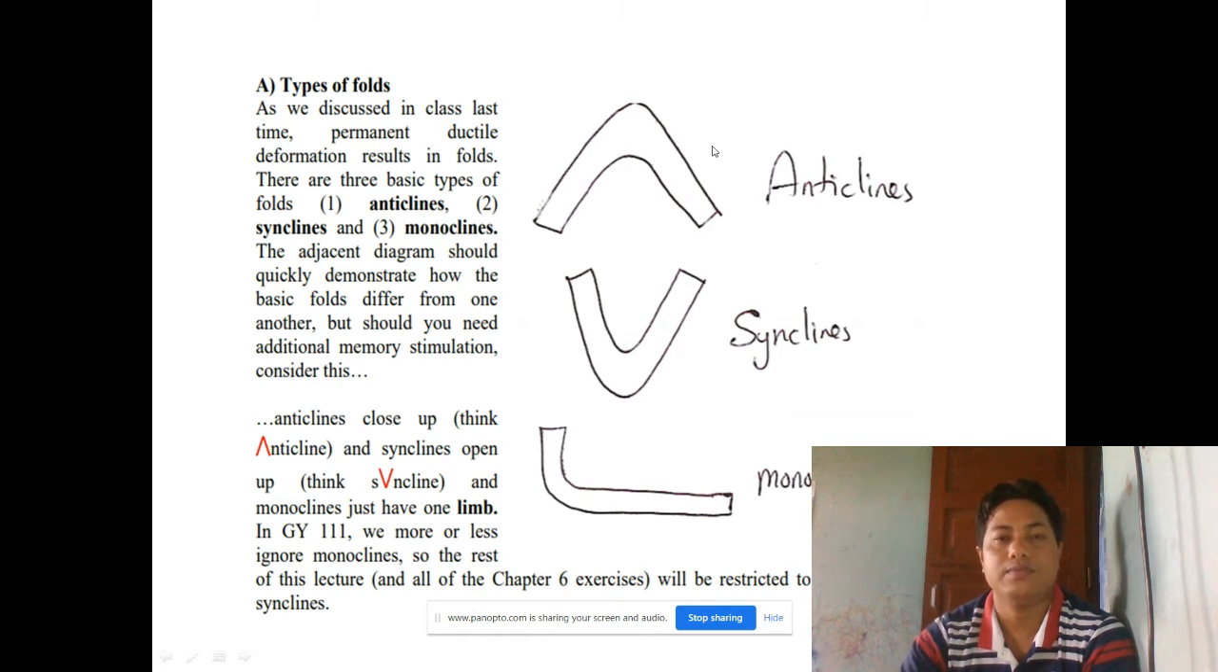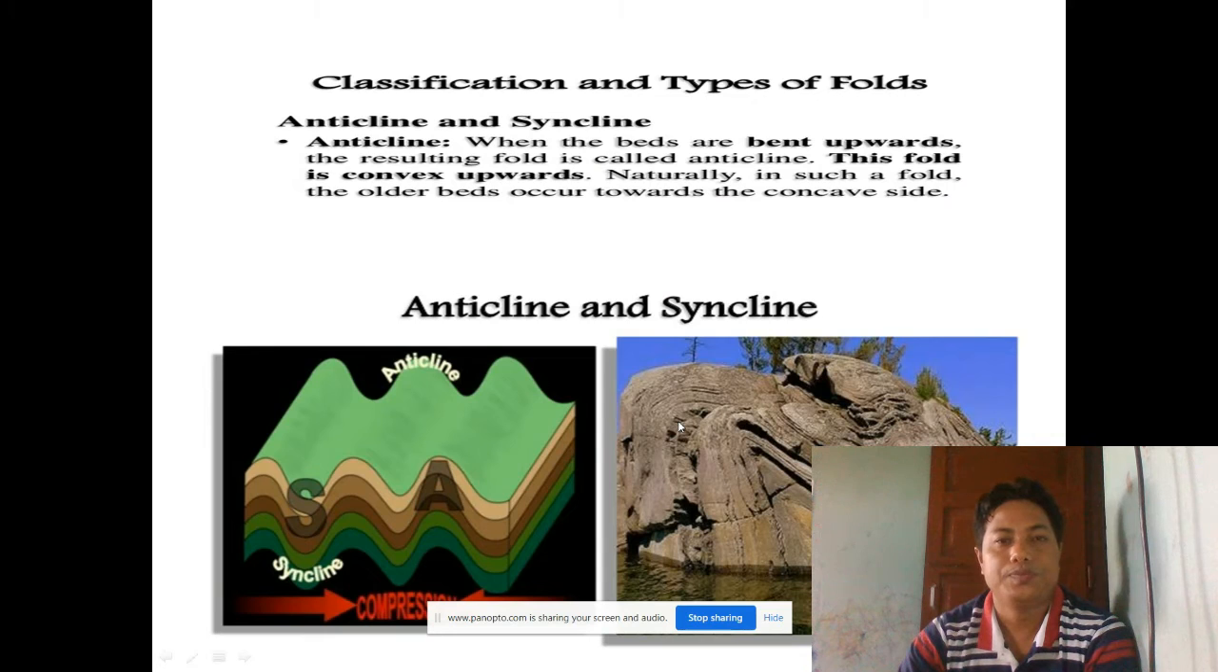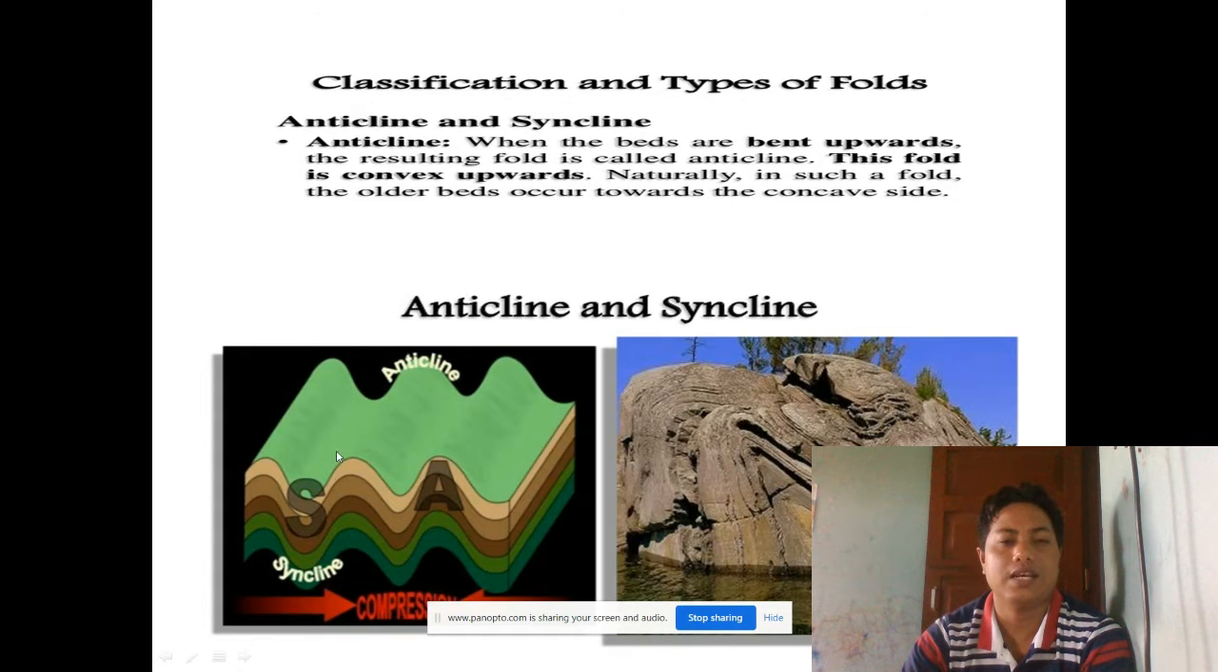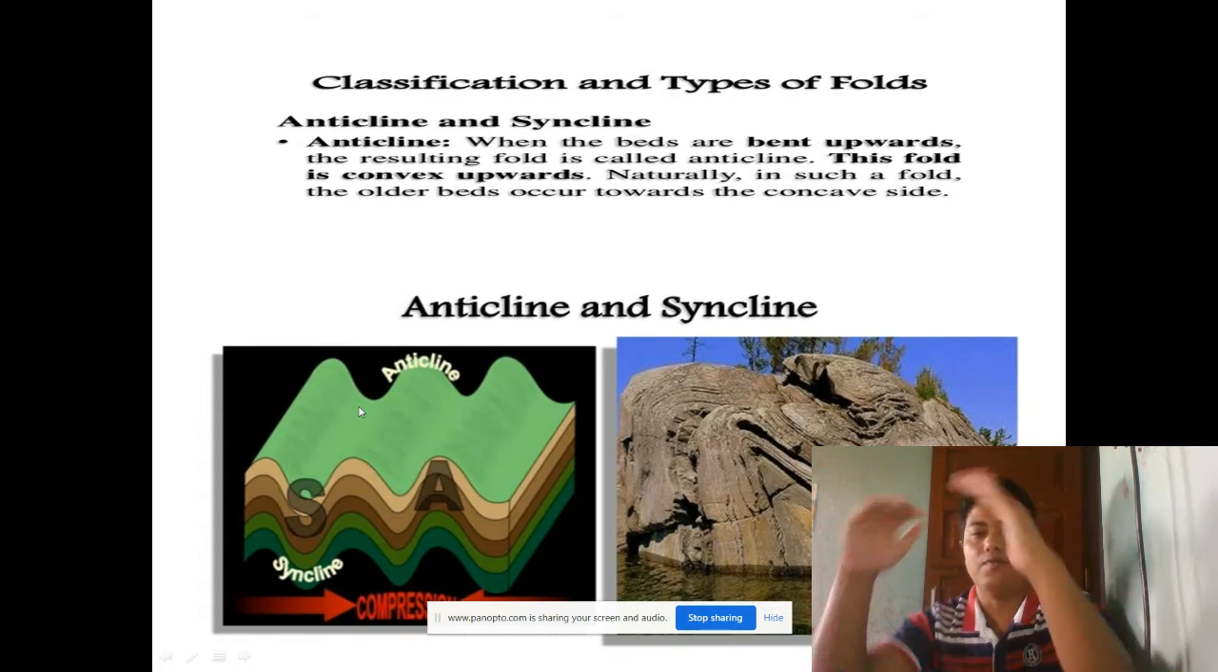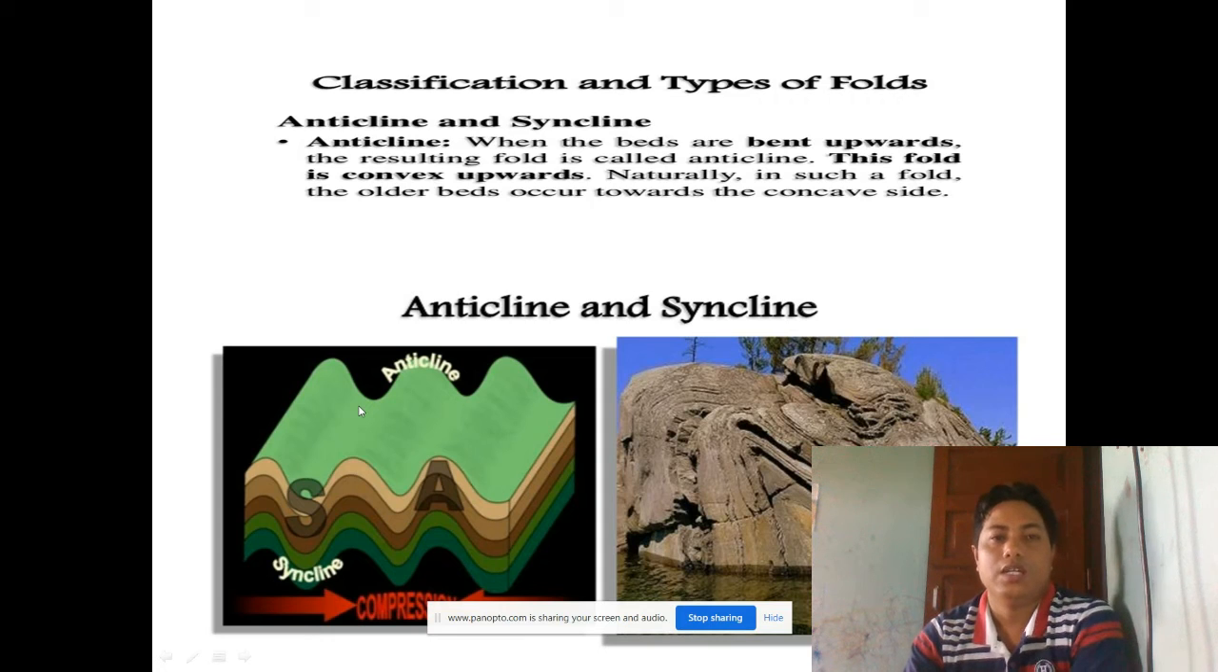This is called limb. This is also called limb. This is called limb. So this is how anticline is developed. The upper part is anticline, and the lower part is called syncline. So what is anticline? When the bends are bent upward, when these bends are upward, then it is called anticline.